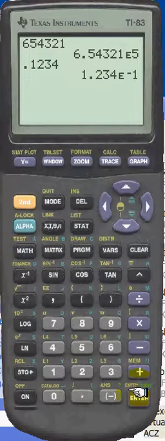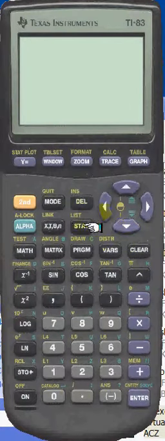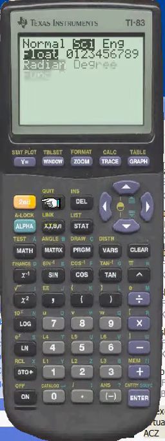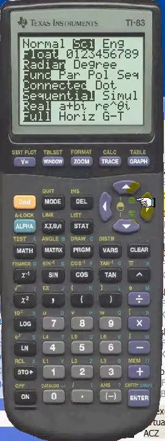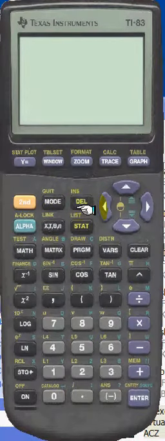All right, let's do one more exercise here, and I'm going to clear my screen again. So I hit clear. In this last exercise, I'm going to try and utilize engineering notation. Okay, so I'll move over one more, toggle over to engineering, hit enter, and I'm going to quit out of my mode. All right, now I truly am in engineering mode. Let's try the same exercise again. So I'm going to go 6, 5, 4, 3, 2, 1.